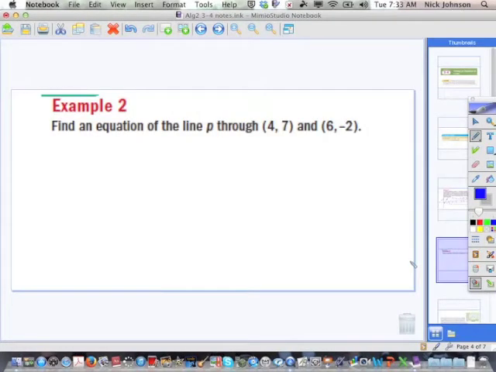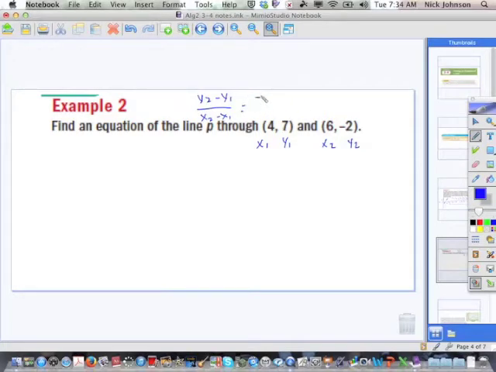Example 2: find an equation of a line through (4, 7) and (6, -2). Now don't get all worked up here. We're looking for a slope and a point. Well, they gave us 2 points. If you give me 2 points, I can easily find slope, correct? If you remember, slope is y2 minus y1 all over x2 minus x1. So, can we find the slope of these 2 points?